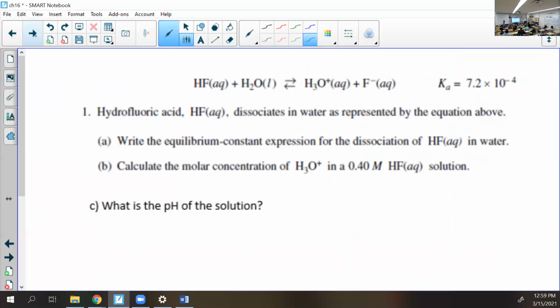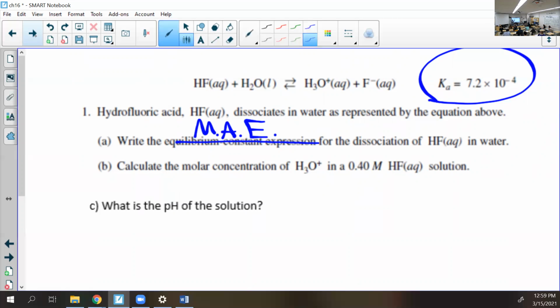Hydrofluoric acid dissociates in water as represented by the equation above. Now this one's different because this one gives you the Ka. Write the equilibrium constant expression for the dissociation of HF in water. Can I remind you of something I didn't even grade on your test? This could have said, write the mass action expression. The mass action expression just means it's written out without any numbers.